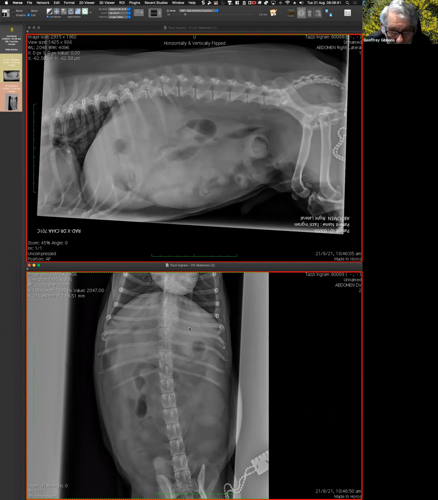The liver is well defined. Yep. The spleen a little bit less so, particularly dorsally up there. A generalized ground glass appearance of a lot of the rest of the abdomen around sort of there, basically.